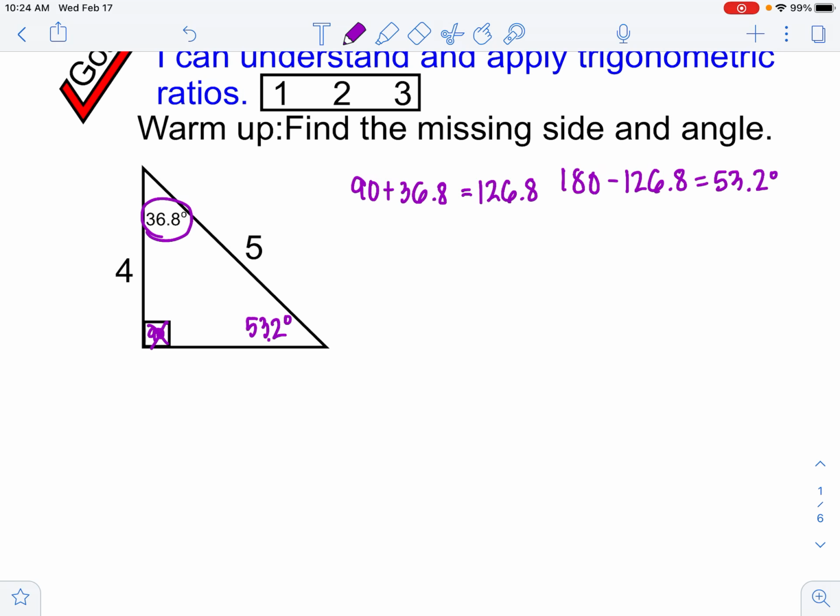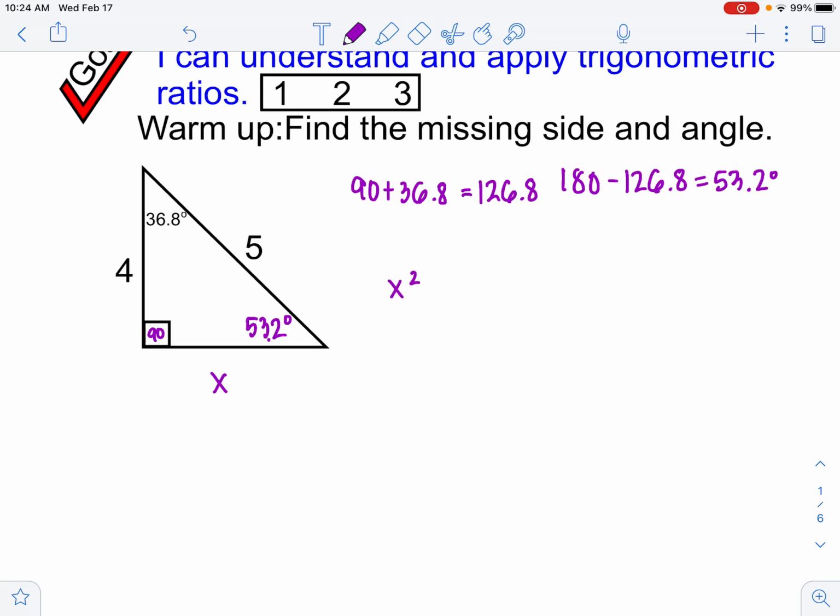Now, I could have also said, well, this is 90, 180 minus 90 is 90, 90 minus 36.8. That will also give me the correct answer, which is faster. Okay, now I need the missing side. When you have a right triangle and you have one missing side, you can use the Pythagorean Theorem to find it.